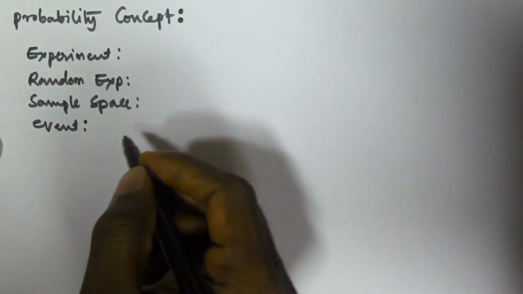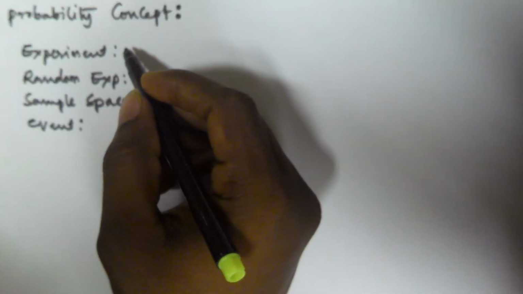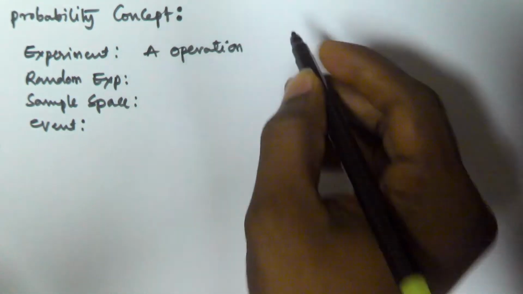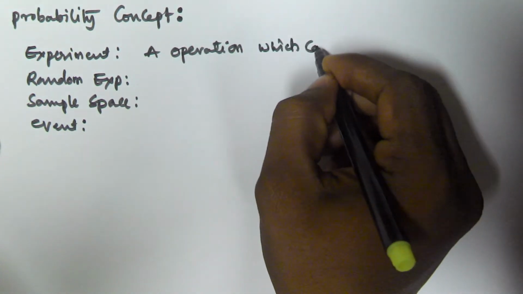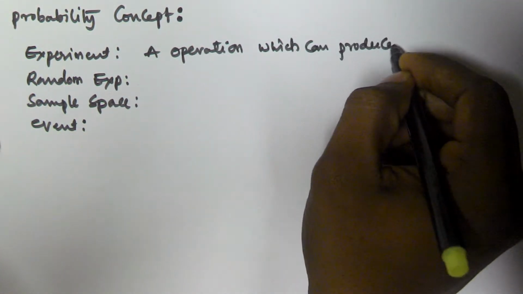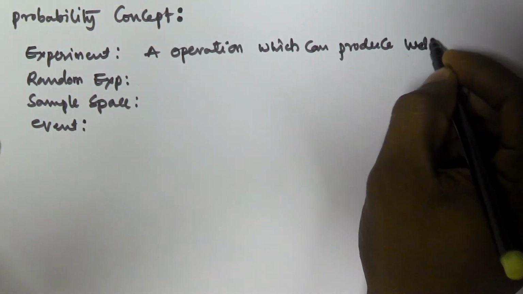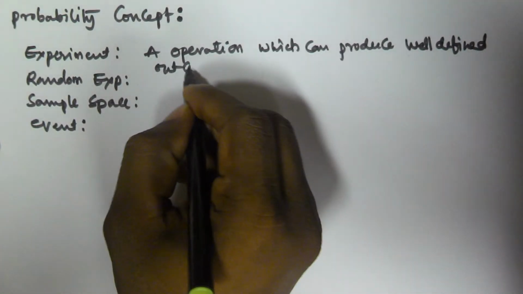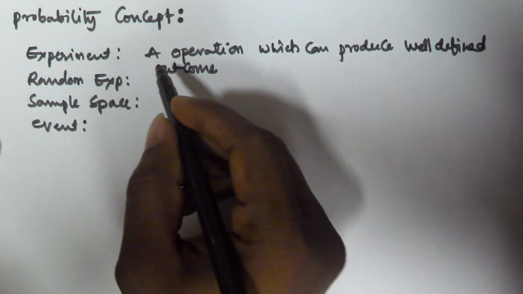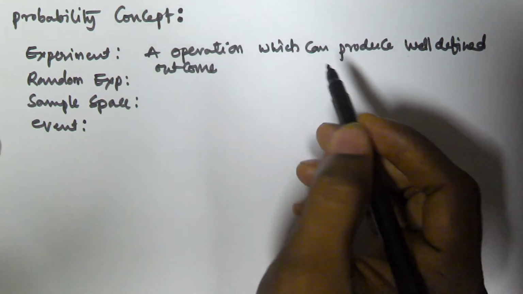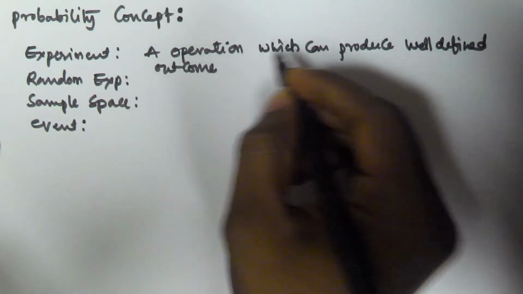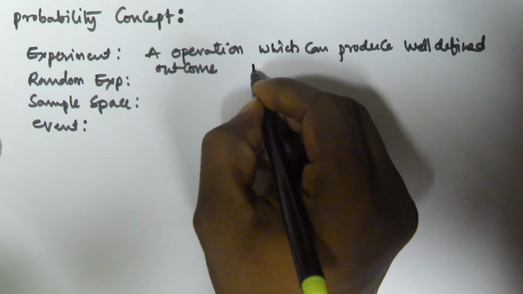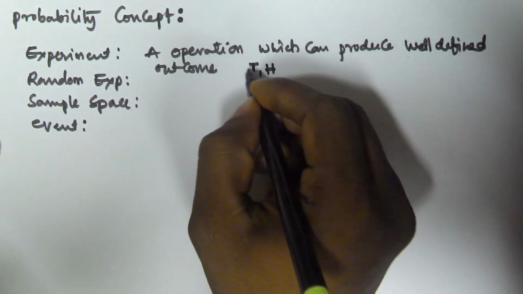What is an event? So experiment is an operation which can produce a well-defined outcome. An experiment is an operation which produces a well-defined outcome. For example, tossing a coin. Tossing the coin will give a well-defined outcome, that may be tail or head.